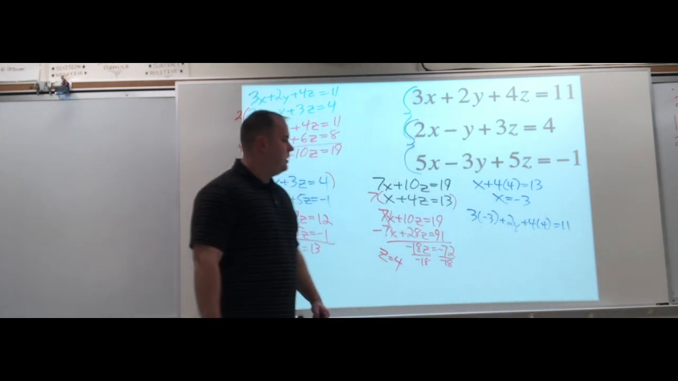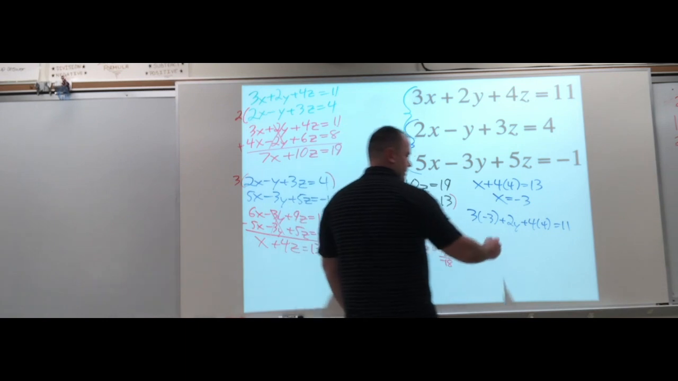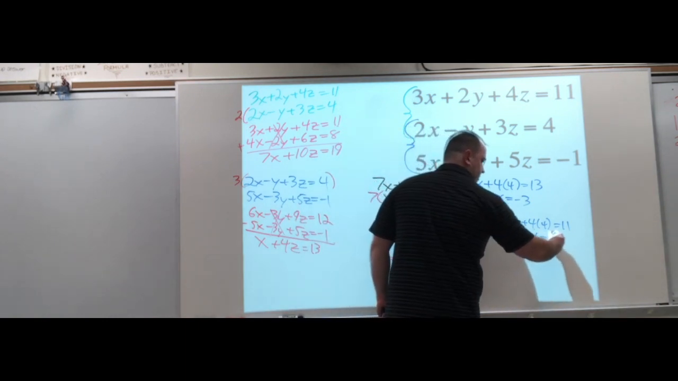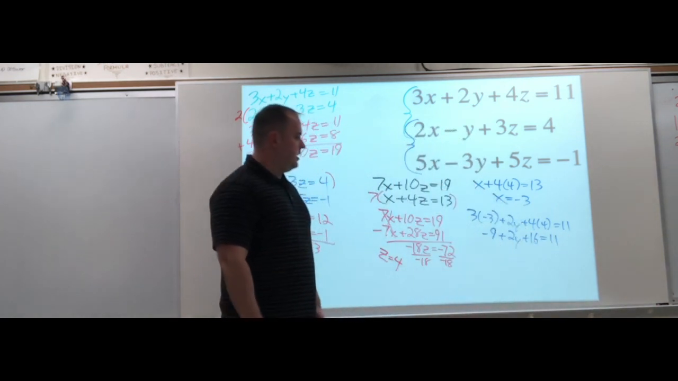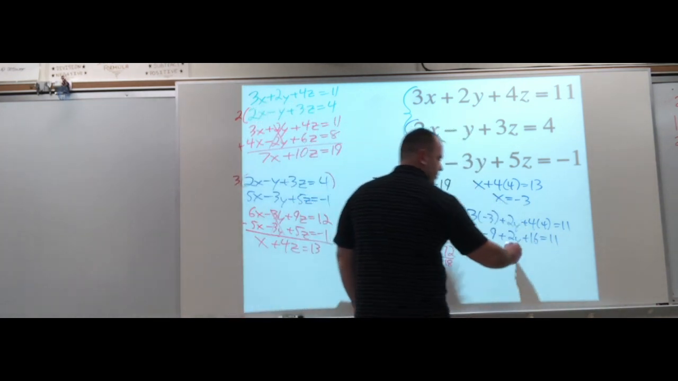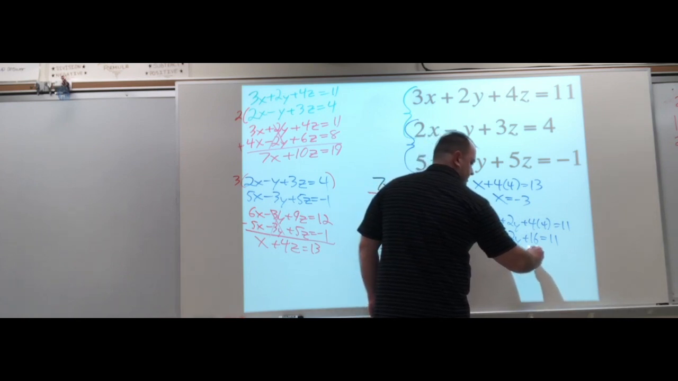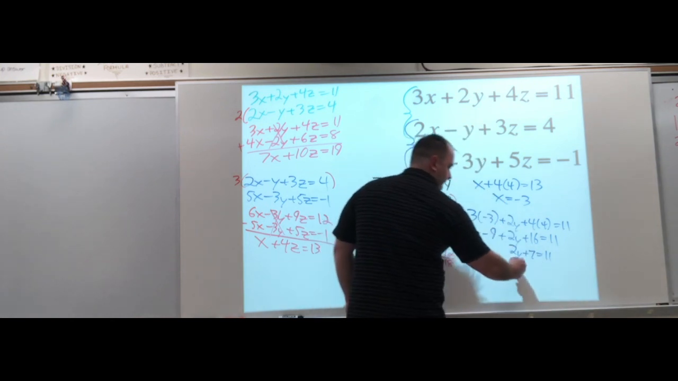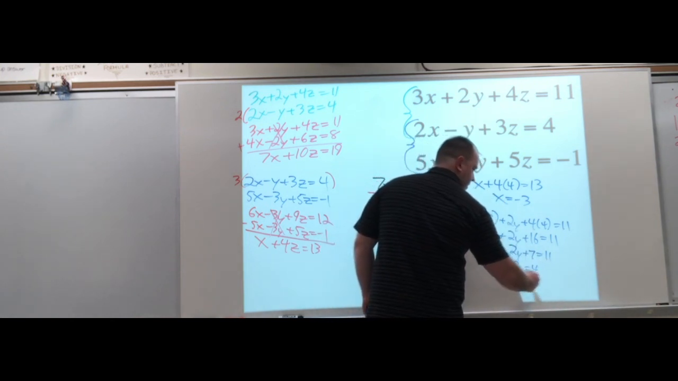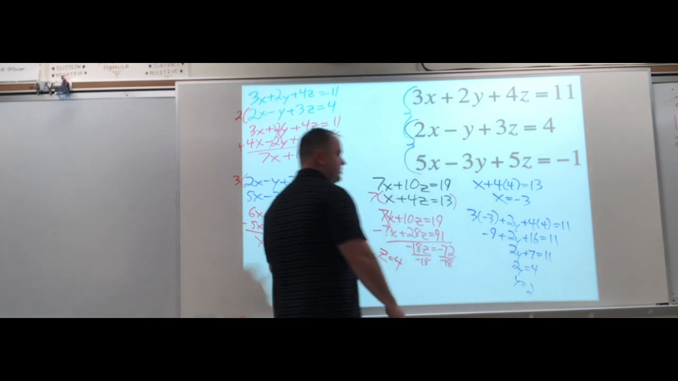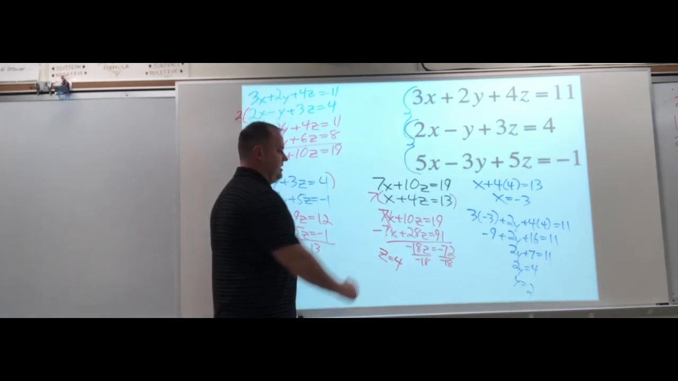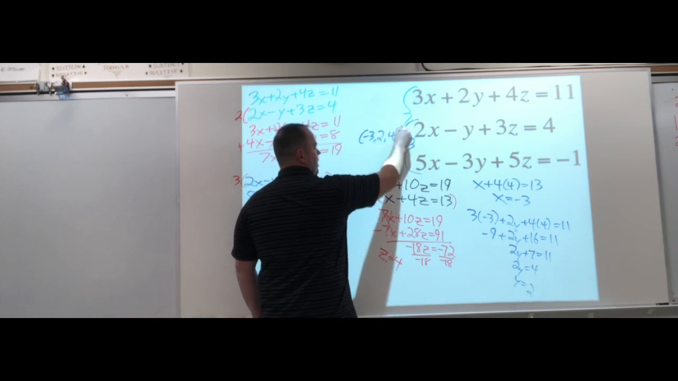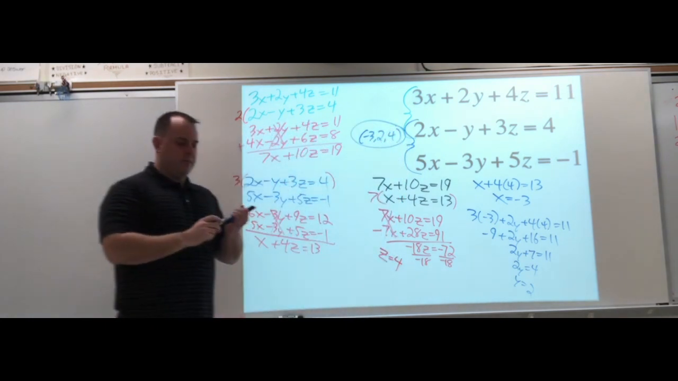Okay, so we get 3 times negative 3, we got negative 9 plus 2y plus 16 equals 11. Do some combining of the like terms, you get 2y plus 7 equals 11. Do your math, subtracting 7, y equals 2. So now we have x, now we have y, now we have z. Negative 3, 2, 4 is the final answer.